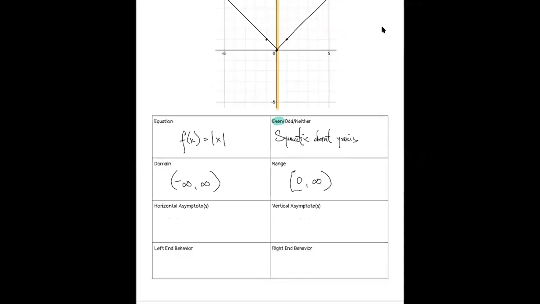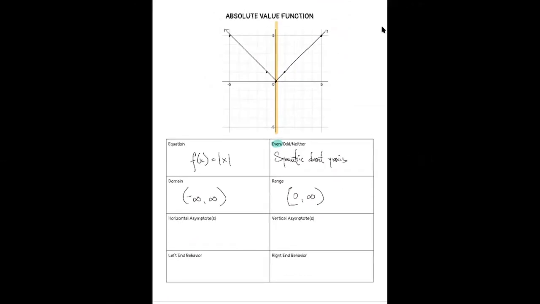Any asymptotes here? Nope, no asymptotes. All right. And tell me about the left and the right end behavior. Got the left end and the right end. Both of them are going up. Good. So up, or draw the arrow, up, or draw the arrow.